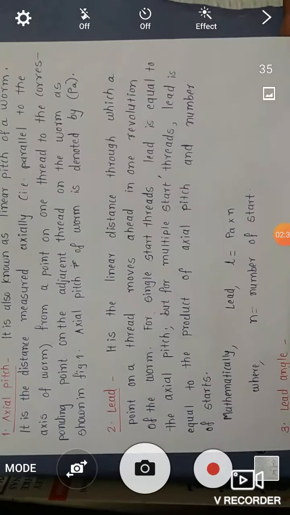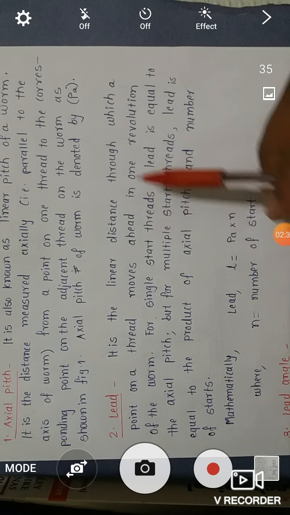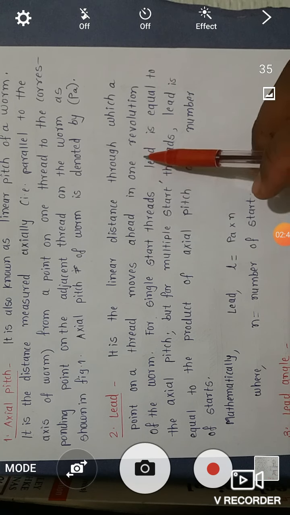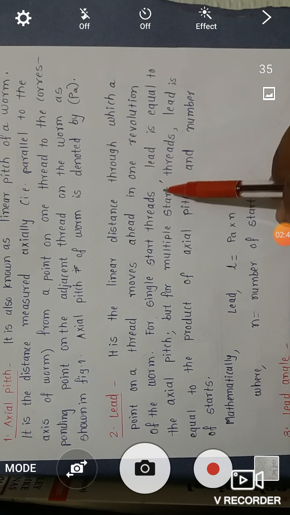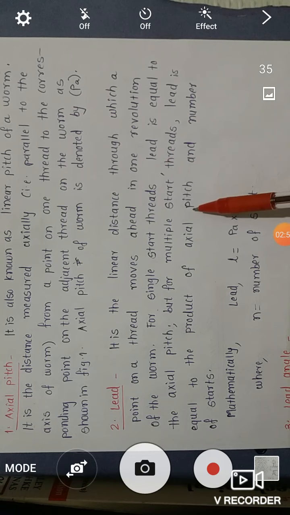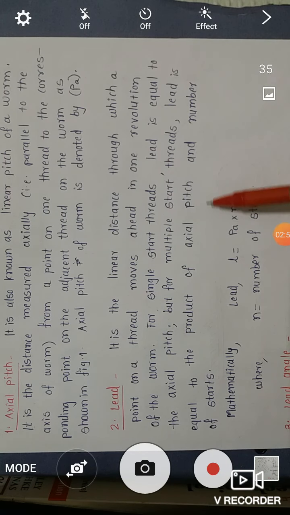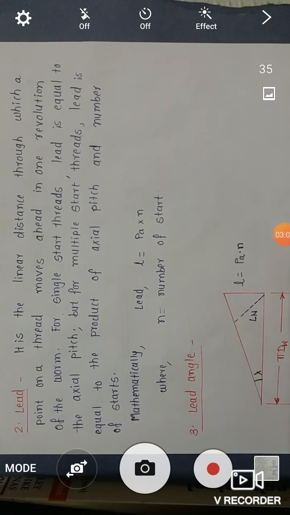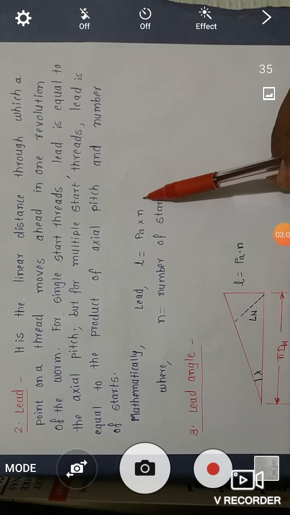Second important point is lead. It is the linear distance through which a point on a thread moves ahead in one revolution of the worm. For a single start thread, lead is equal to the axial pitch, but for multiple start threads, lead is equal to the product of axial pitch and number of starts. If we see mathematically, then L is equal to axial pitch into number of start.